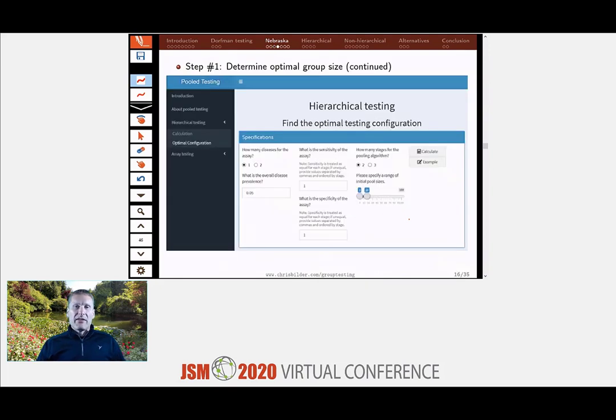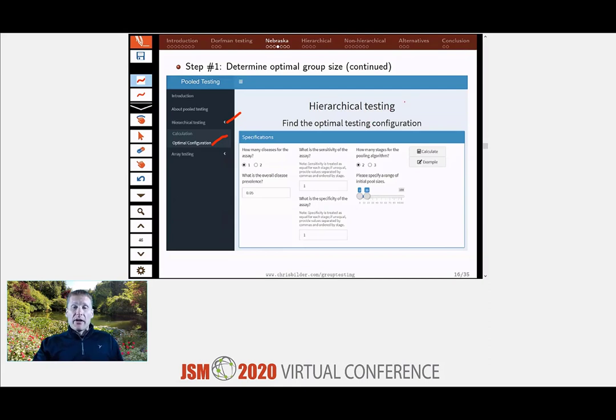To give you a little bit of an idea of how this app works, on the menu on the left-hand side of the screen, one would navigate to hierarchical testing. Dorfman's original idea of testing is a special case of hierarchical testing, so that's why we use that term. And then if one navigates down to optimal configuration, that corresponds to finding that optimal group size, one then gets to this screen that we see here in the screen capture.